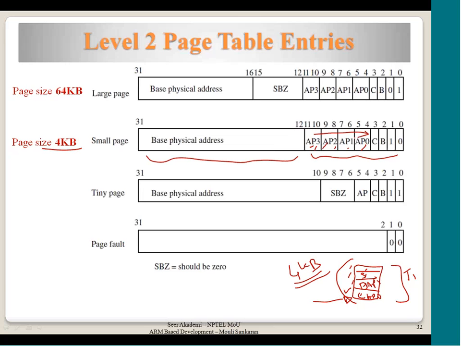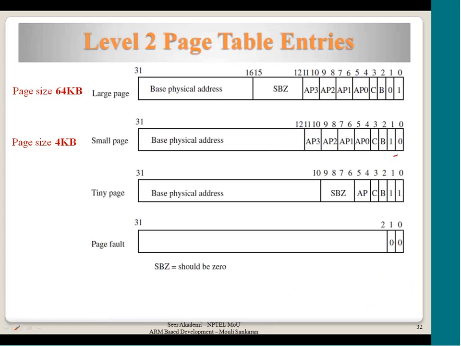Otherwise, you can give the same access permission to all the entries, so all 4 KB of page will behave the same way. With tiny pages, you don't have any finer granularity than 4 KB. So all 4 KB of page is given the same access permission. That's why you see that only one entry is there.